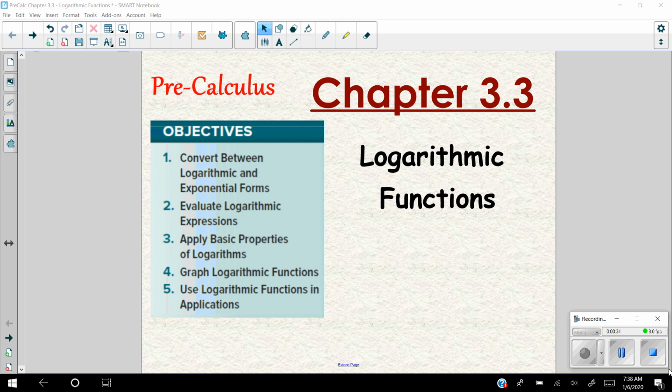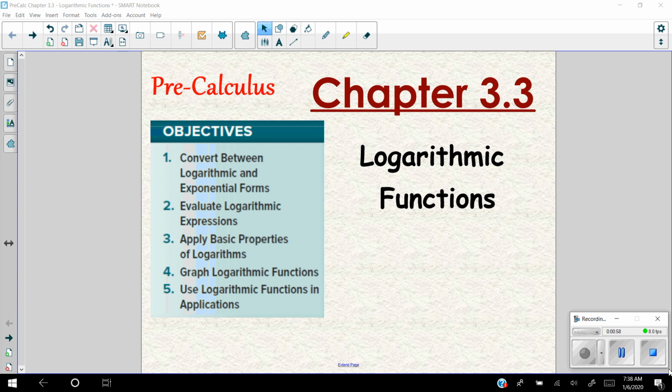But this is just a quick review of logarithms. Remember that logarithms are used to help us solve for the variable when it's in the exponent of an exponential function. So that's why we reviewed exponential functions on Friday. Logarithms allow us to undo exponentials, essentially to solve for that variable in the exponent.